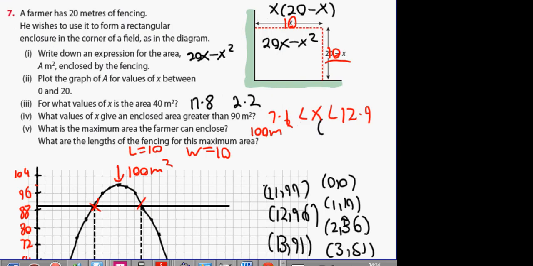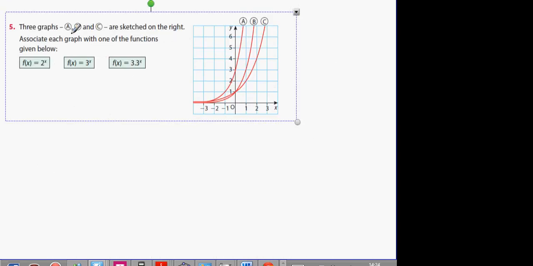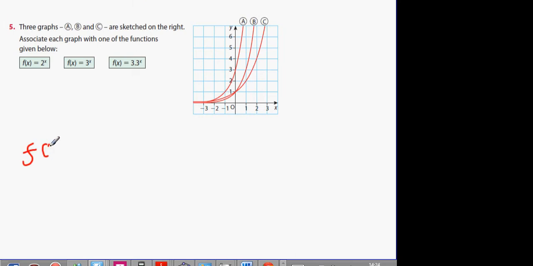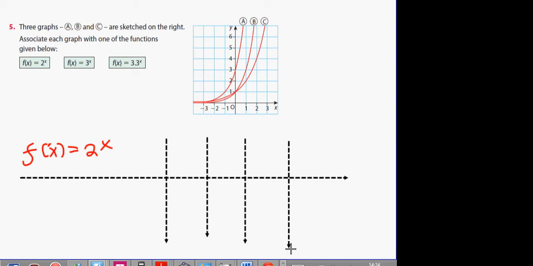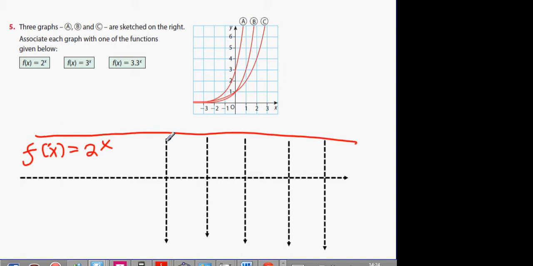Okay, number 5. 3 graphs are given below. Associate each graph with one of the functions. Now guys, check out this. f of x equals 2 to the power of x. It goes like this, okay? I'm going to make a quick table for you. Alright, and here's the table I'm going to make. And just extend it a bit upwards, okay?